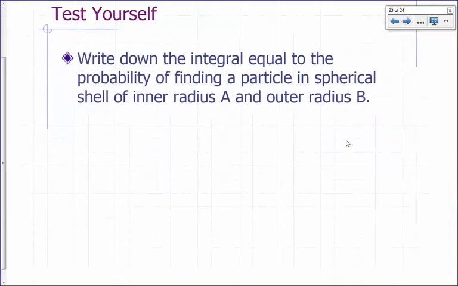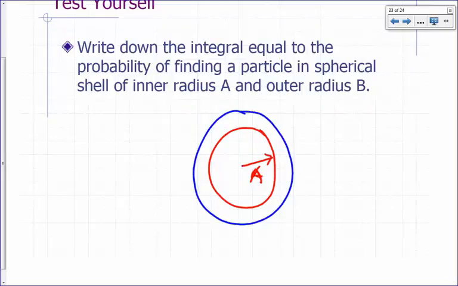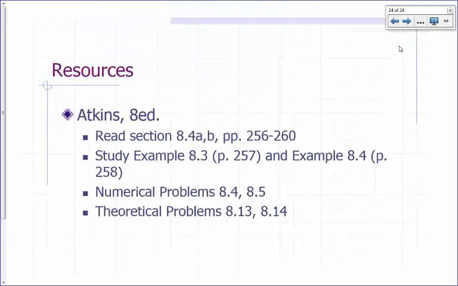How about this one? What's the probability of finding the particle in a spherical shell of inner radius a and outer radius b? In other words, I have two spheres. One sphere has a radius of a, and the second sphere, the spheres are concentric, they have the same center, and the radius is radius b. Let's make that homework. And some exercises from Atkins.